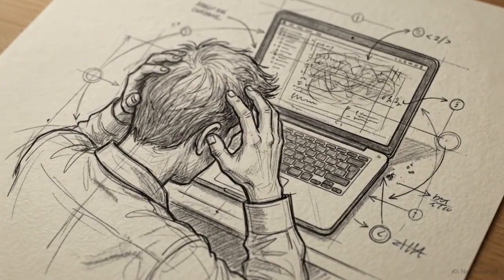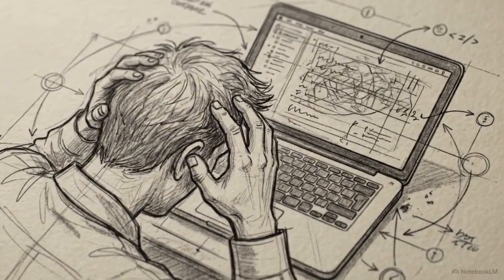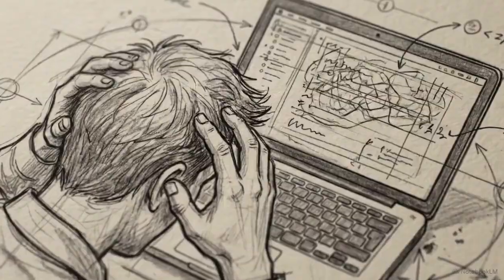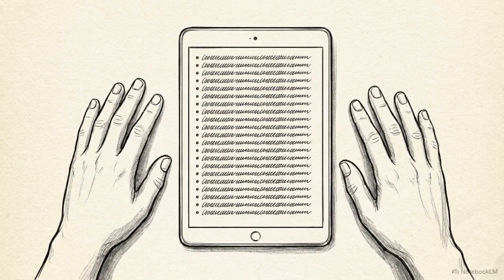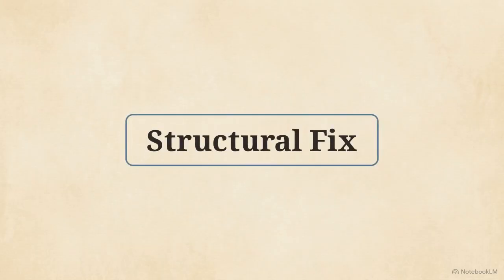Most of us have been there. You ask an AI to help solve a messy problem, and what you get back is a generic list of bullet points that completely misses the mark. You're left feeling like you're spinning your wheels. There is a structural fix for this.